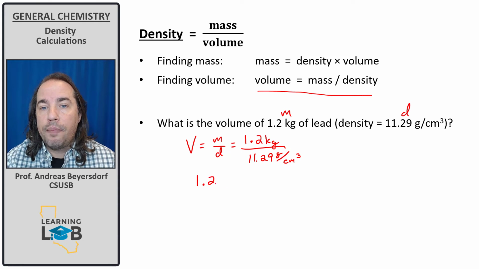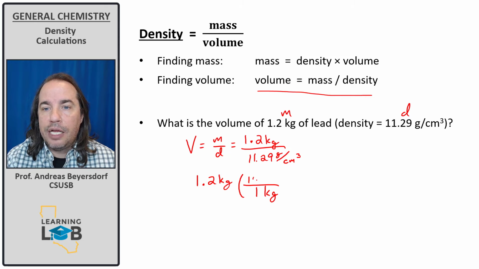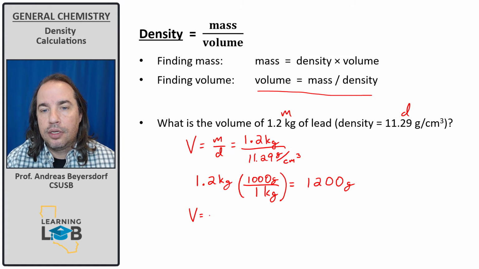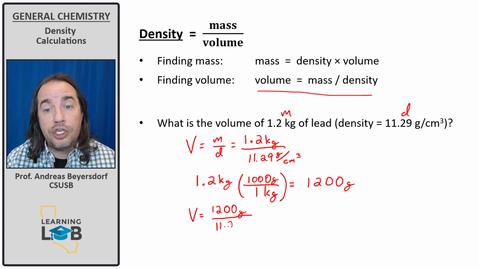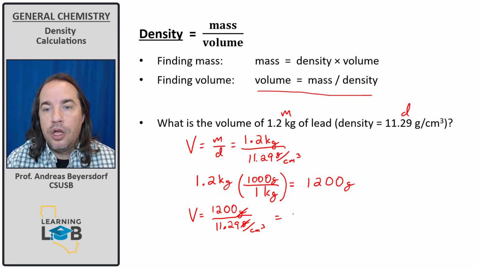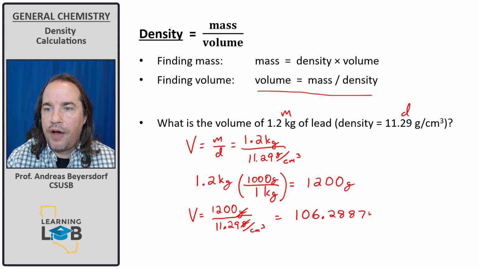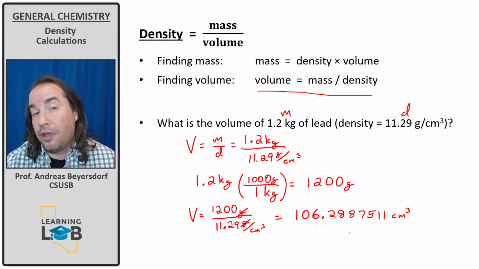So we're going to convert the 1.2 kilograms to grams. And remember, 1 kilogram equals 1,000 grams. That's going to give us 1,200 grams. Now we're going to use this in there. And because we're using two quantities that both have grams, the grams are going to cancel out, and I'm going to be left with centimeter cubed. So this is going to get me 106.2887511. My units will be centimeter cubed. This is what my calculator spits out.